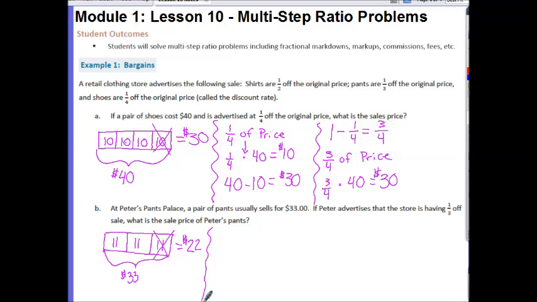To do it with our second method, if it's going to be 1/3 off, I need to know what is 1/3 of the price.